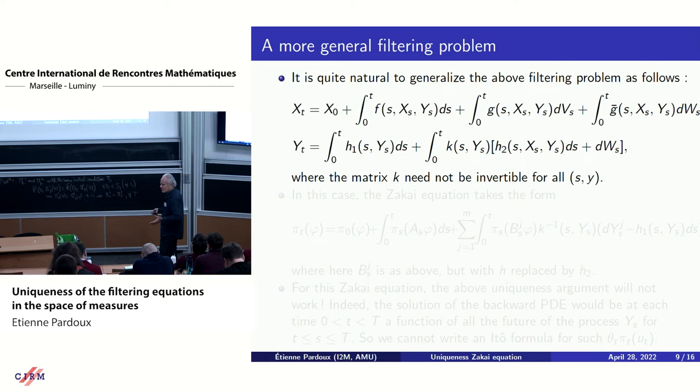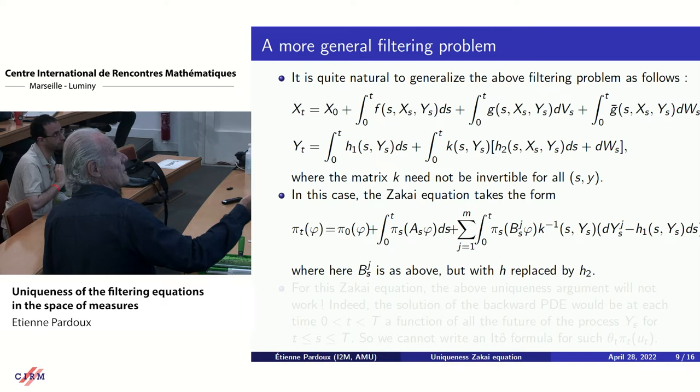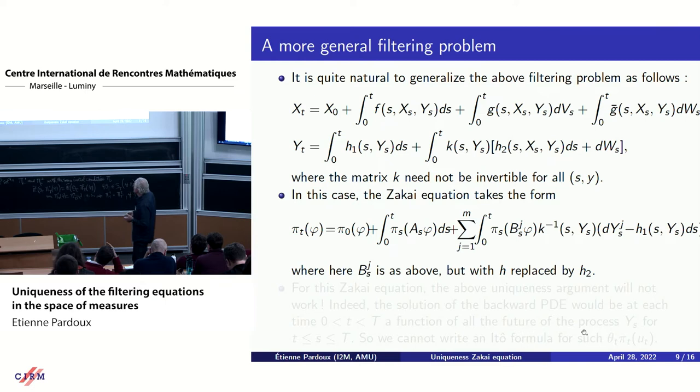But in the case without correlation between the noises, when G bar is zero, I have studied this a couple of years ago with some collaborators. Here one of the goals is to consider this with correlated noise. In this case, the Zakai equation takes a more general form, which is like this. There is an inverse which may not exist, but this difference is of the form K times something. So this makes some sense. And the operator B_j, which is here, is the one that we had before, but with h replaced by h_2.